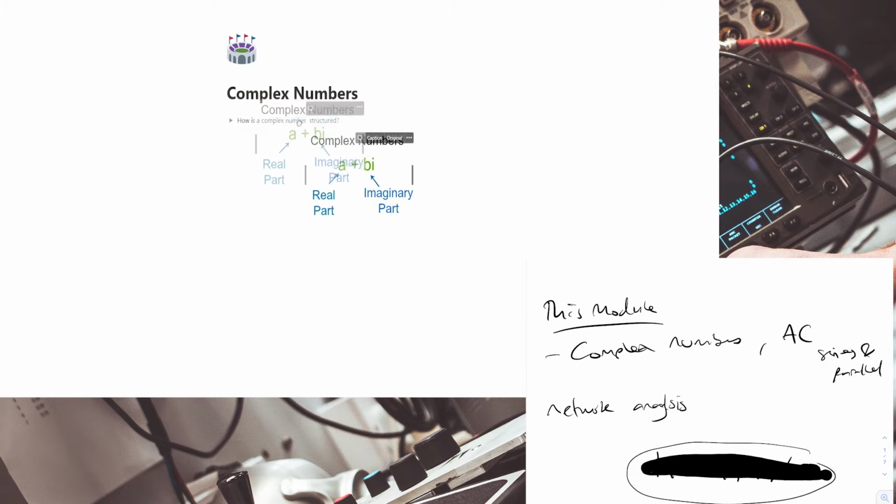And then put that into there. So what I'll do is I'll test myself on that probably tomorrow. I'll come back and I'll say, how is a complex number structured? And I just need to remember that it's a plus bi, a being the real part and bi being the imaginary part. So let's check if I'm right. Yeah, real part and imaginary part.